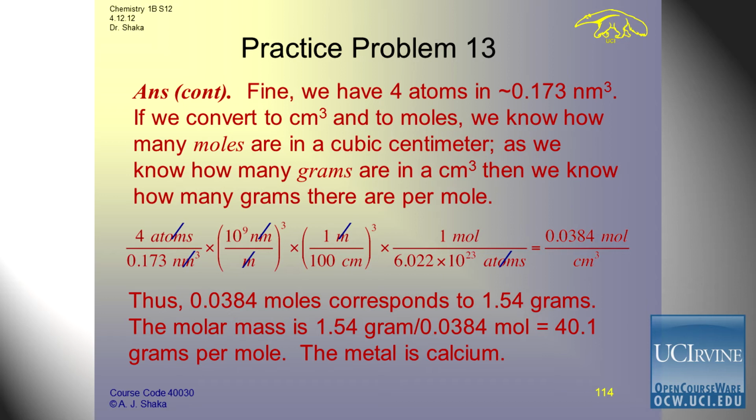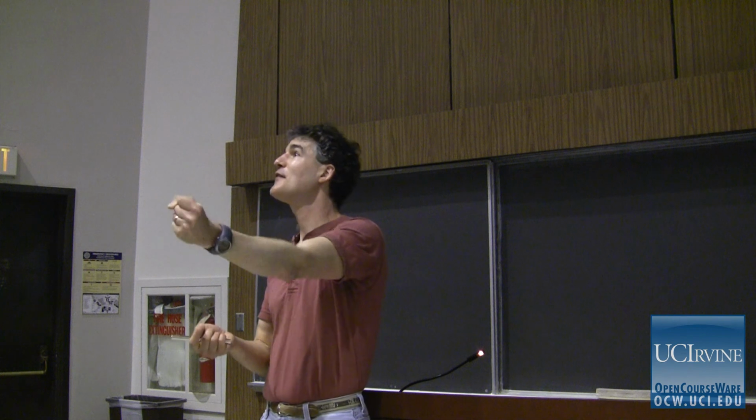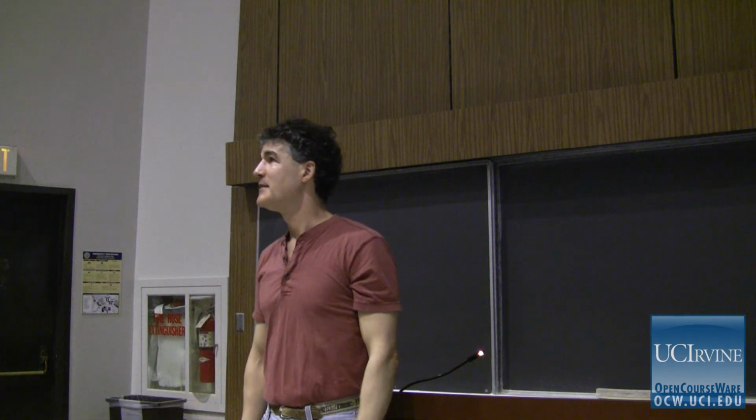But I know how many grams there are per cubic centimeter because they told me. Therefore, I know how many grams there are in a mole. All I need to do is divide the number of grams by the number of moles, and I get grams per mole. Well, that's pretty easy to do. I take 1.54 grams, and I divide it by 0.0384 moles, and I get 40.1 grams per mole. And 40.1, I look on the periodic table and I just say, yes, calcium, soft, reactive metal.